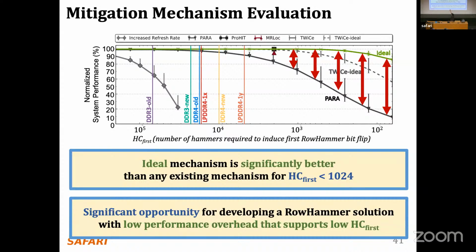And this is definitely not scalable, as RowHammer kept getting worse for newer DRAM technology.